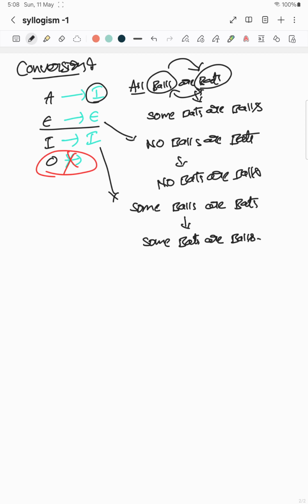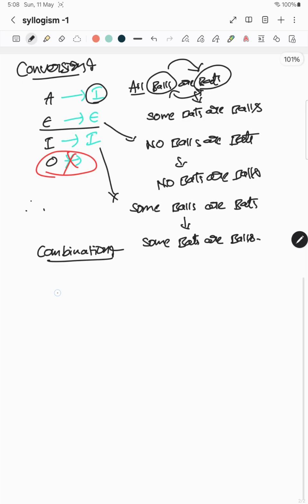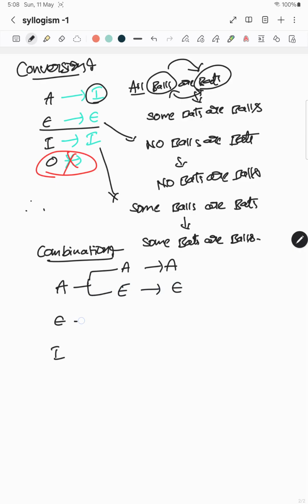So now after conversion, what we have is combination. Don't worry, it may look like all dots now, but once we connect all the dots, it will become a good figure. So combination means A, E, I, we have that. When A statement is mixed with A, it will give you A statement only. When A statement is mixed with E, it will give you E statement only. When E statement is mixed with A, it will give O statement. When E statement is mixed with A, it will give E statement only. When I statement is mixed with A, it will give I. When I statement is mixed with E, it will give O.